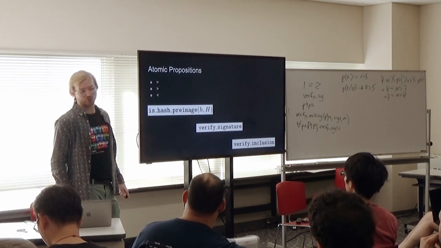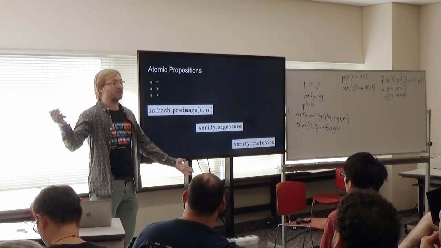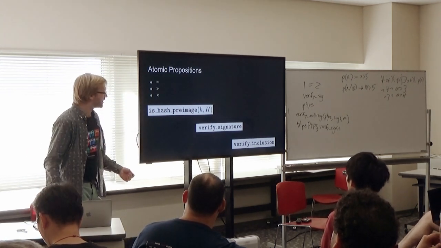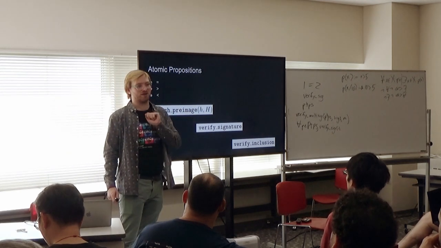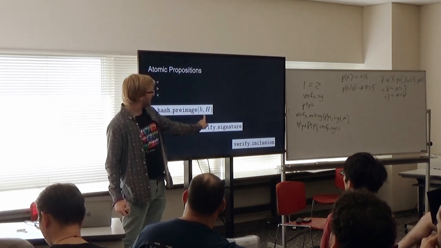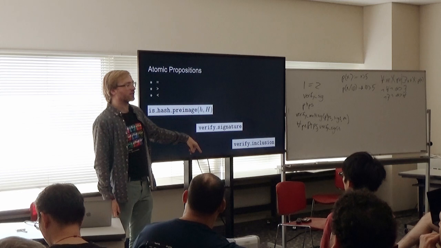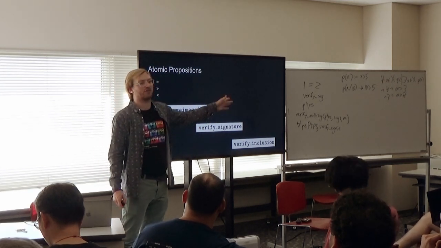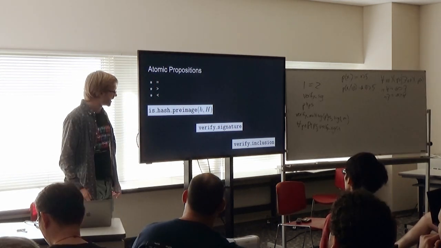Okay, and then there are 3 in particular which are going to be very interesting to us for building layer 2 things. The first is the hash preimage: is this little h the hash preimage to this big H, which is basically equivalent to saying hash of little h equals H? These are these 2 atomic propositions.